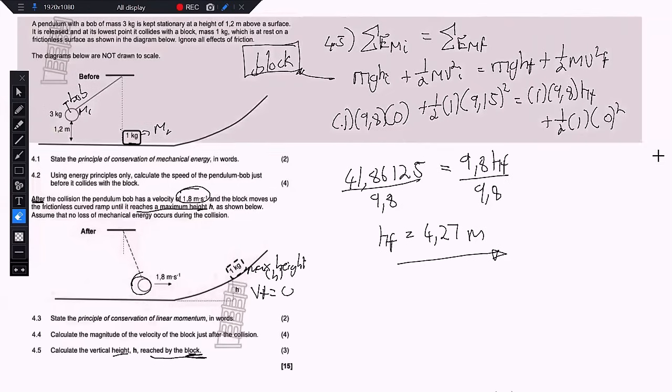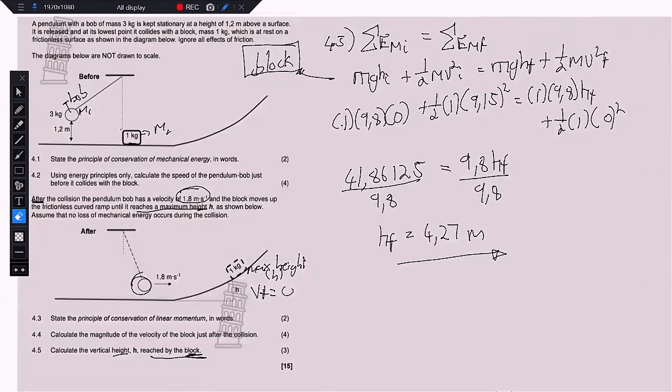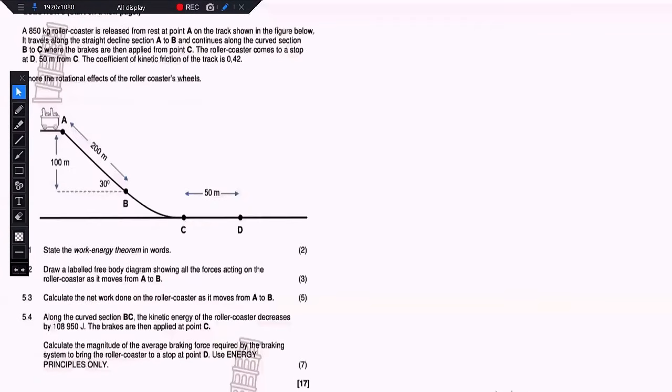Let's now go to question number 5, which is your work, energy, and power. Okay, so now we have question 5. It says a 850 kg roller coaster is released from rest at point A on the track shown in the figure below. It travels along the straight decline section A to B and continues along the curved section B to C, where the brakes are then applied from point C. The roller coaster comes to a stop at D, right?